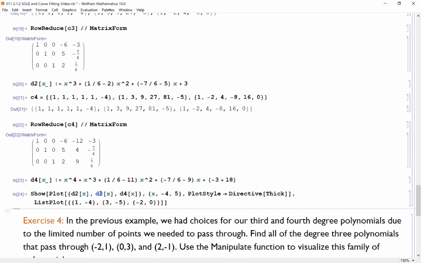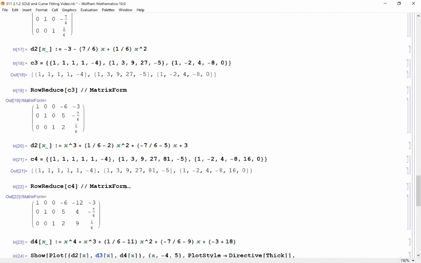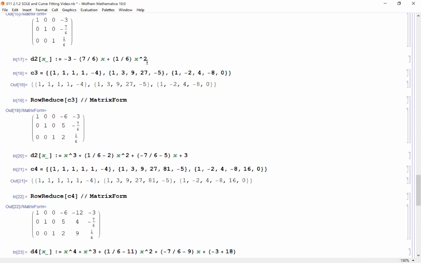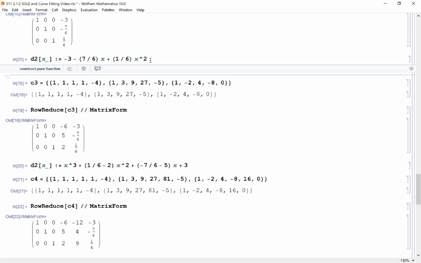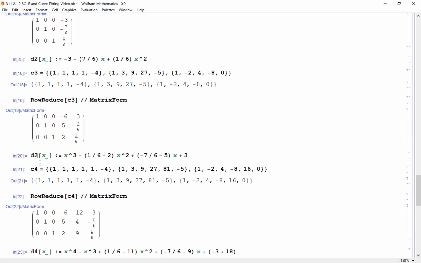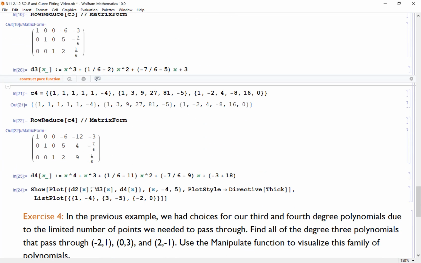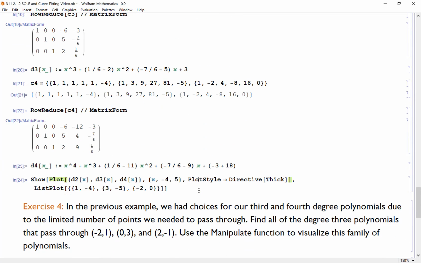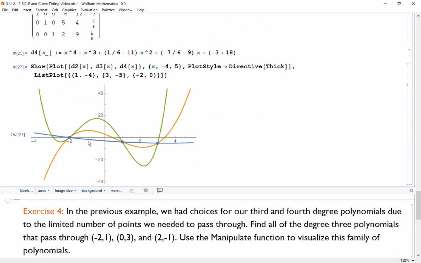And I notice here that the D3 is listed as blue, and I'm looking at it again. I accidentally defined D2 twice, so let me go back. This should be D2 of x, D3 of x, not D2 of x. And now I think I should be okay in my plot. Yeah, so I get all 3 curves. The blue is D2, that's the quadratic. The yellow is D3, that's my cubic.